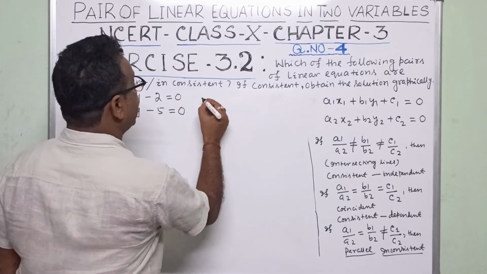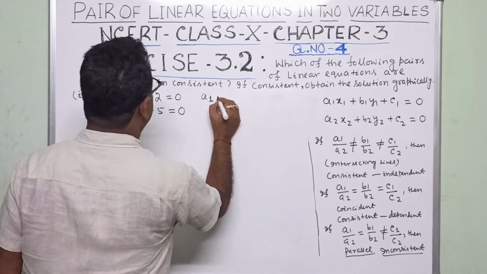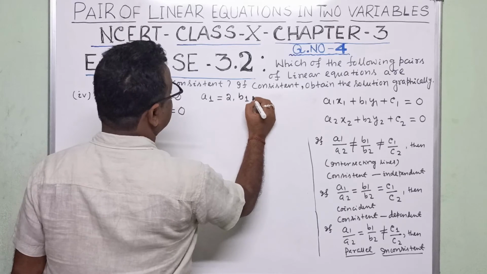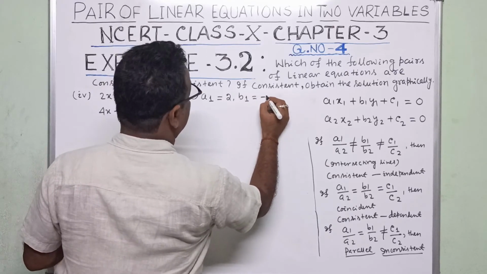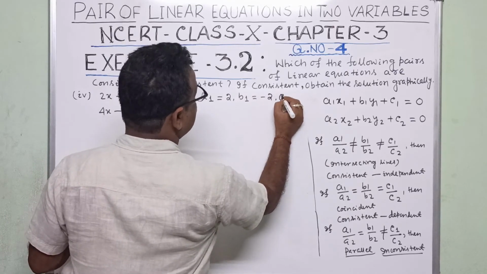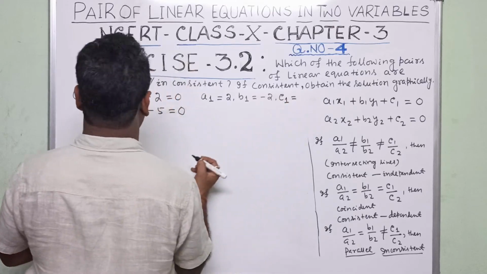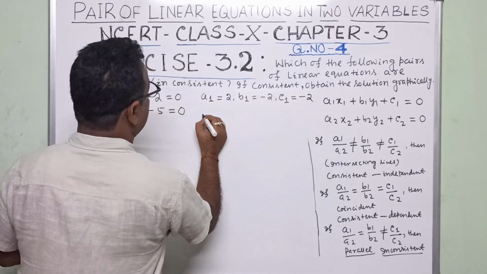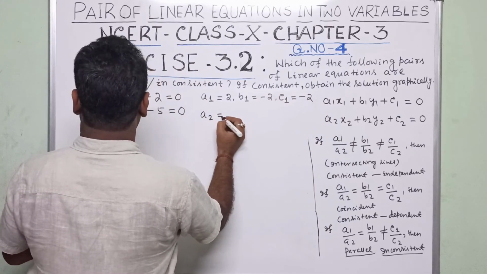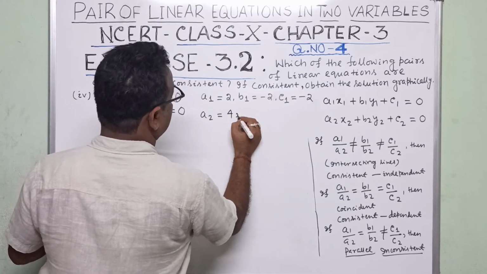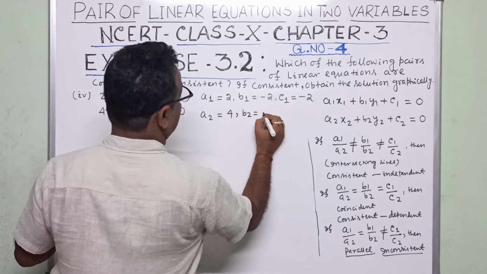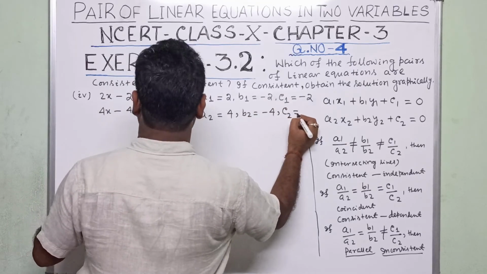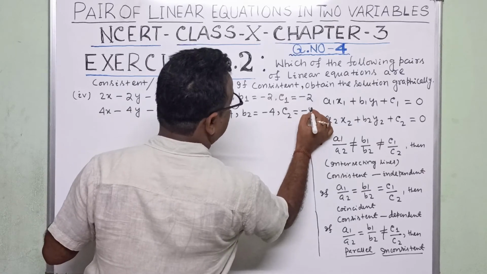What will be the value of a1? a1 is 2, b1 is equal to minus 2, c1 is equal to minus 2. Now a2 is 4, b2 is minus 4 and c2 is equal to minus 5.